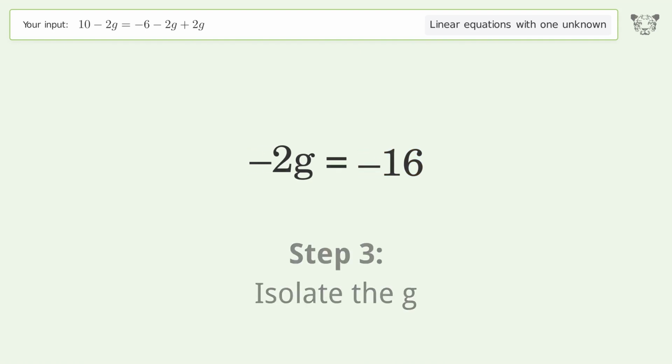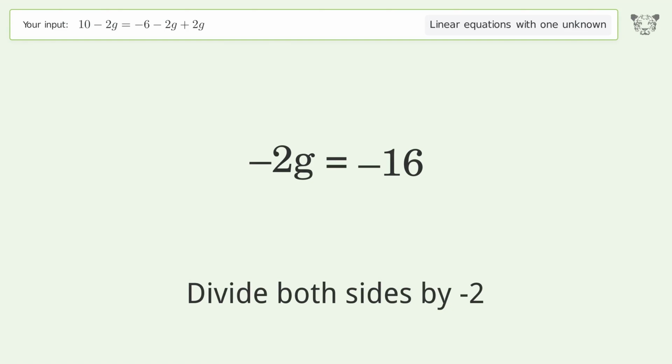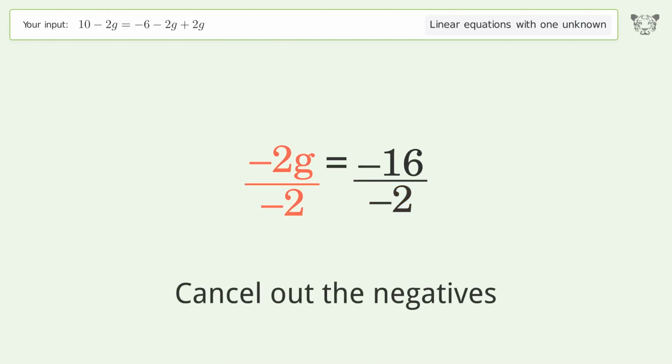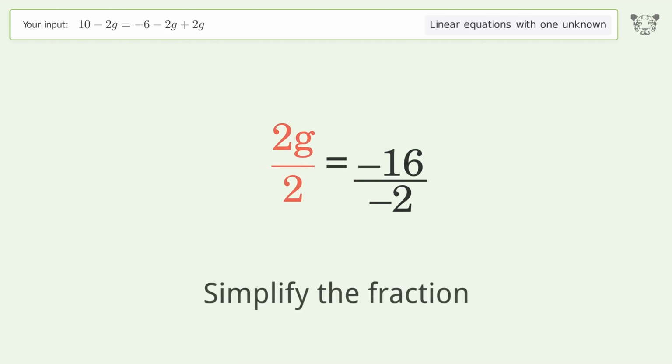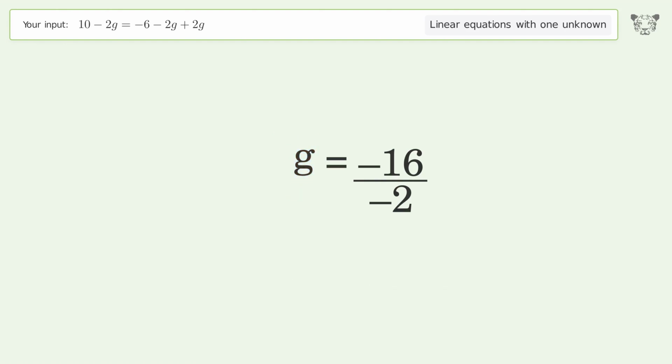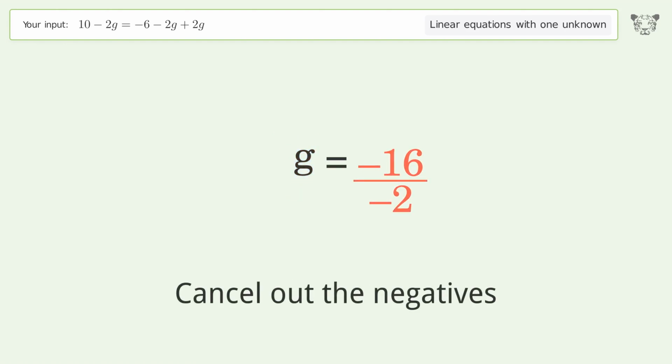Isolate the g. Divide both sides by -2. Cancel out the negatives. Simplify the fraction. Cancel out the negatives.